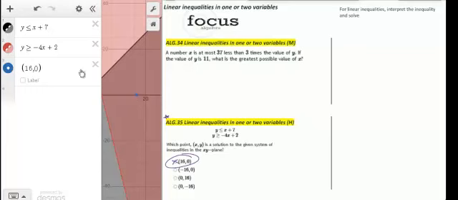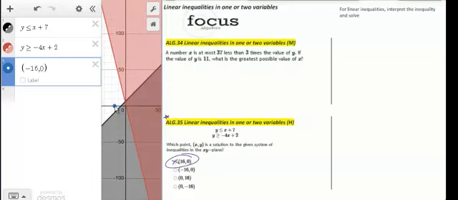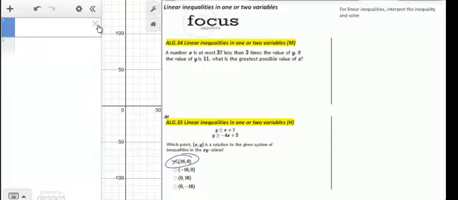But if you test any of the others, so if I test negative 16, 0, I see that it's not in either of them. If I test 0, 16, I see that that's only in the red shaded region. And if I test 0, negative 16, it's only in the black region. So use the graph, get familiar with it, take advantage of it. It's one of the biggest takeaways from this course that you can walk away with. Start practicing with that calculator, see what you can do and how quickly you can do it.